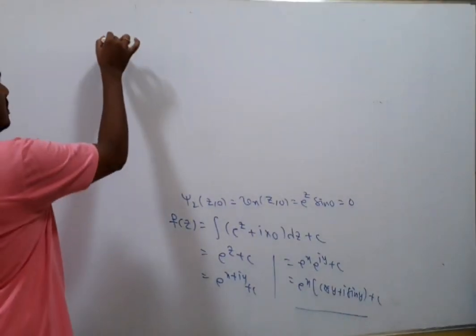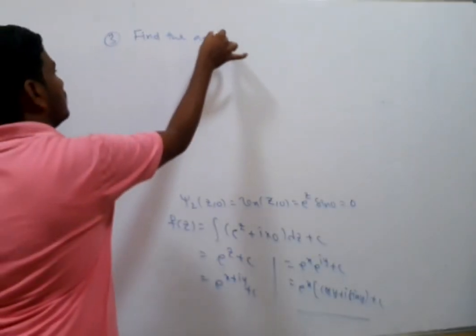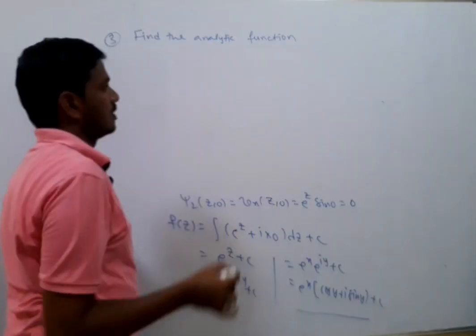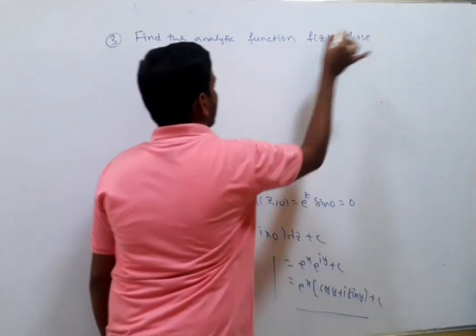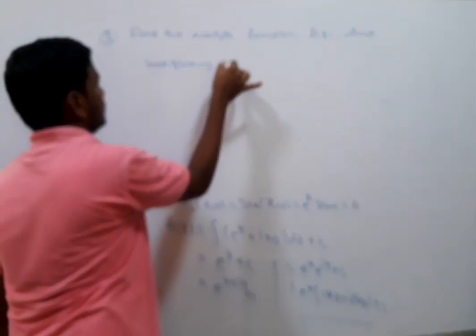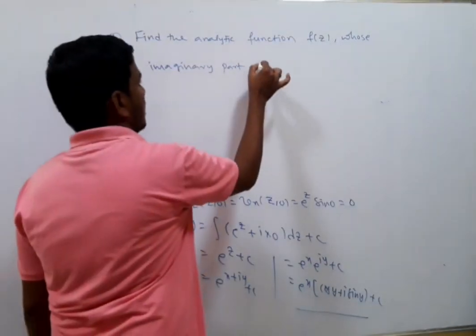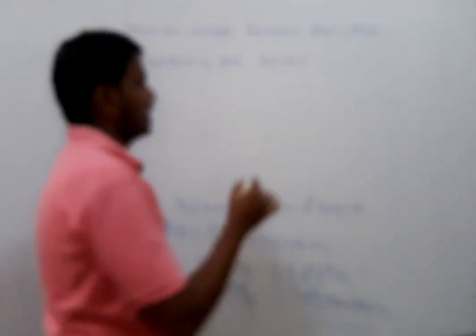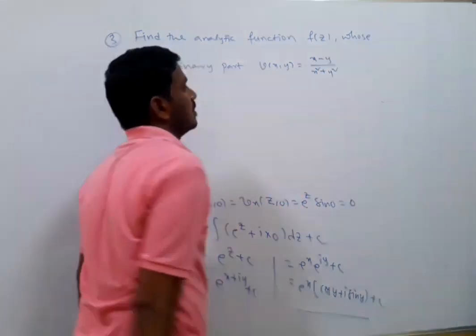Find the analytic function f of z whose imaginary part is v of x comma y is equal to x minus y divided by x square plus y square, right?